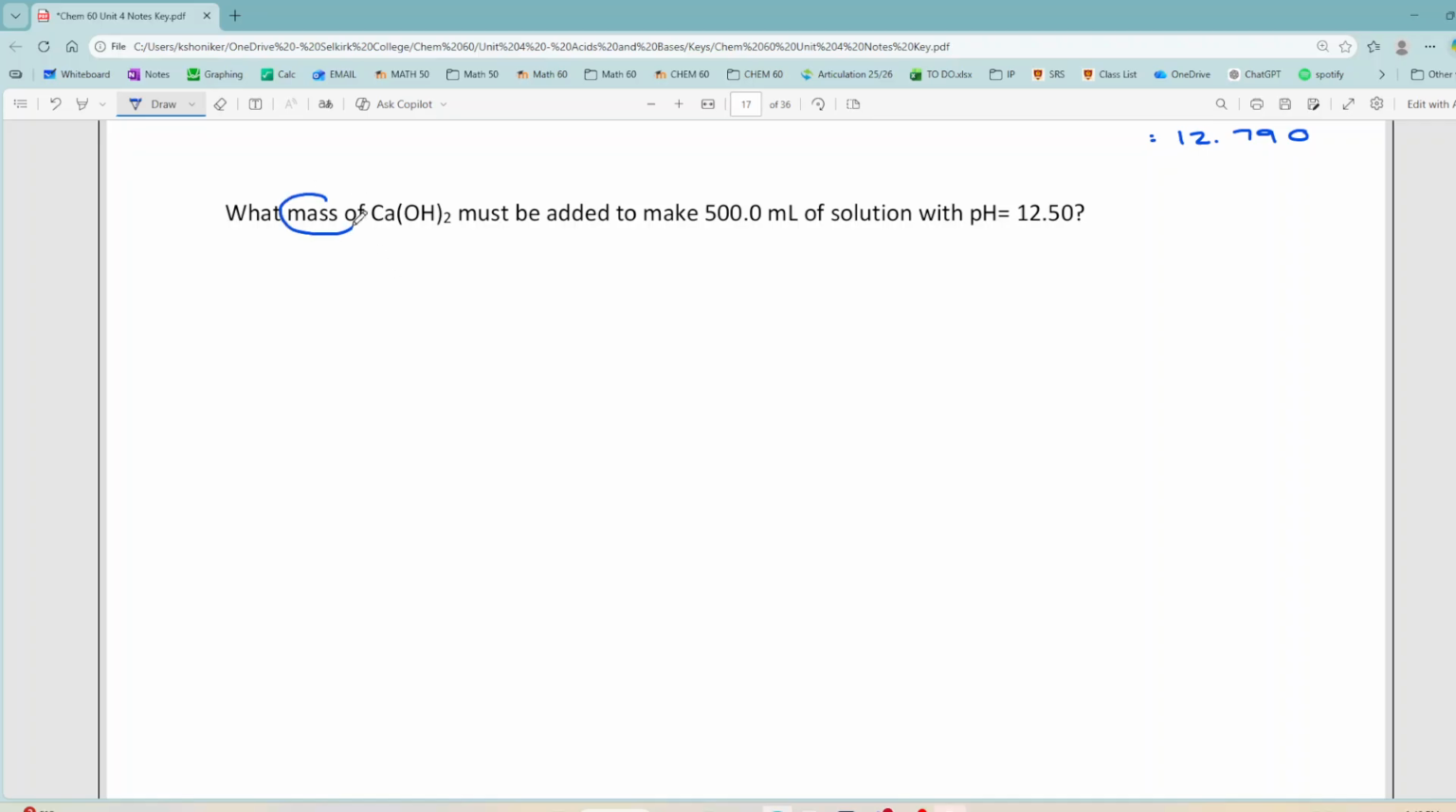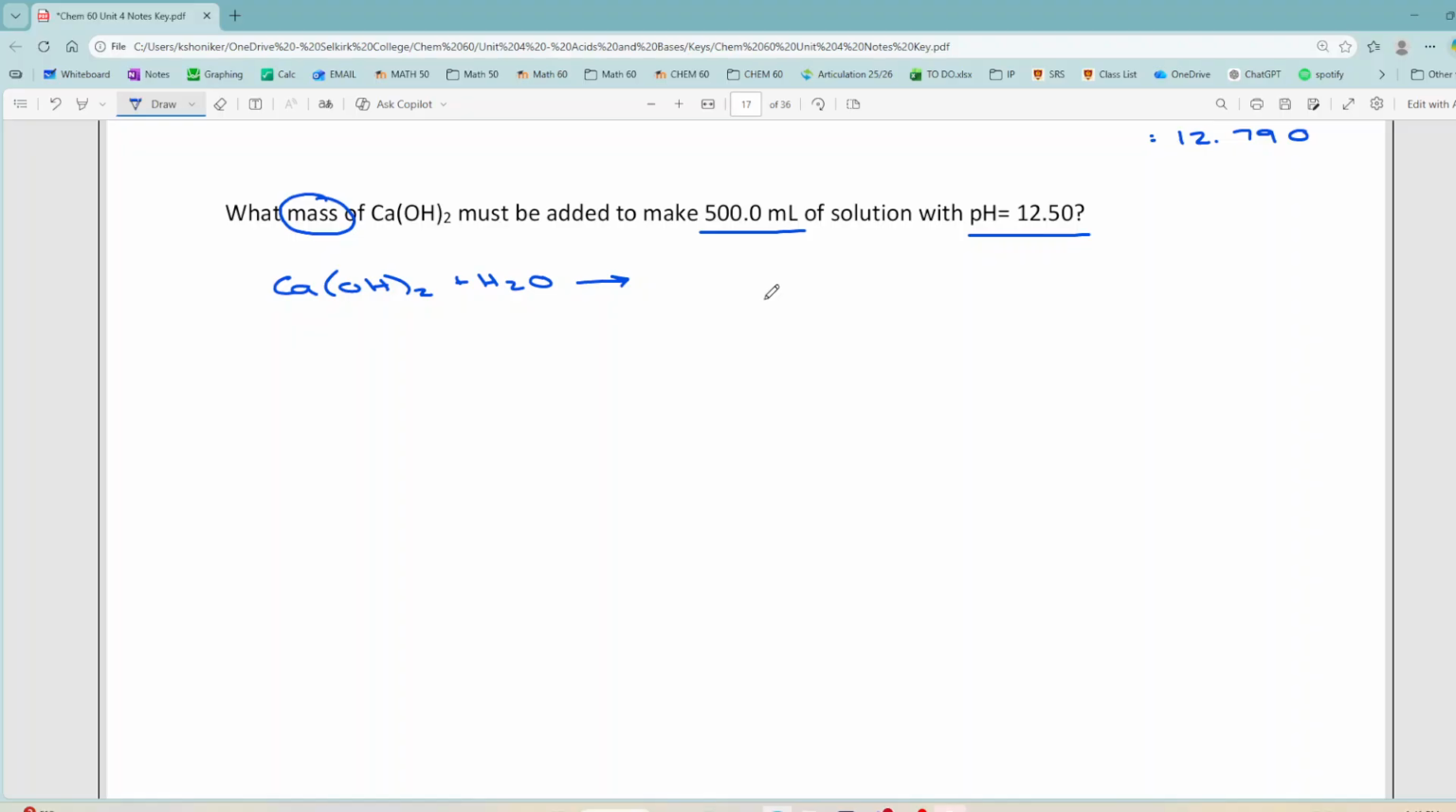This says, what mass of calcium hydroxide must be added to make 500 milliliters of a solution with a pH of 12.5? Well, we know that calcium hydroxide would dissociate in water to form what? Well, we know that it's going to form hydroxides, okay?